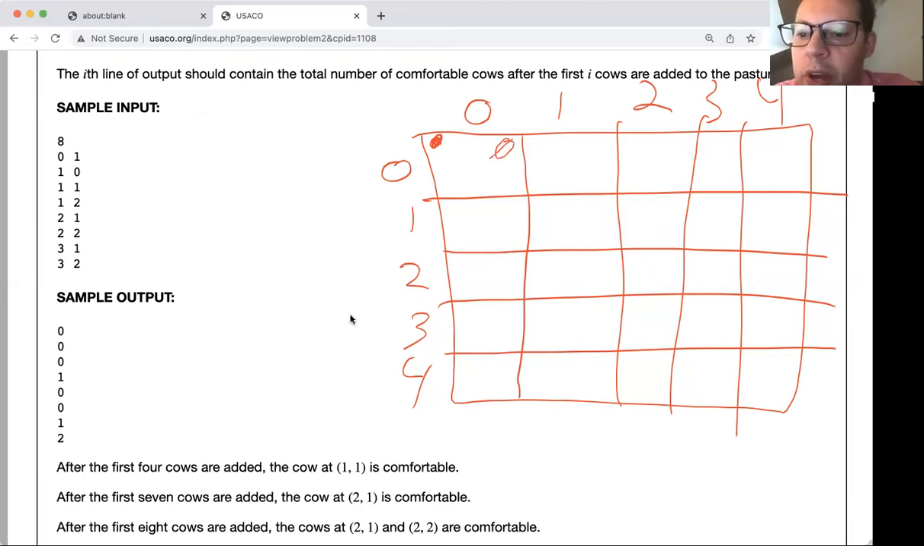So for example, 0 neighbors, 1 neighbor, and so forth. And once we start going, this will make more sense. So, okay, 0, 1. Remember, I'm not going to use X, Y, I'm going to use row 0, column 1. So for 0, 1, I have row 0, column 1.